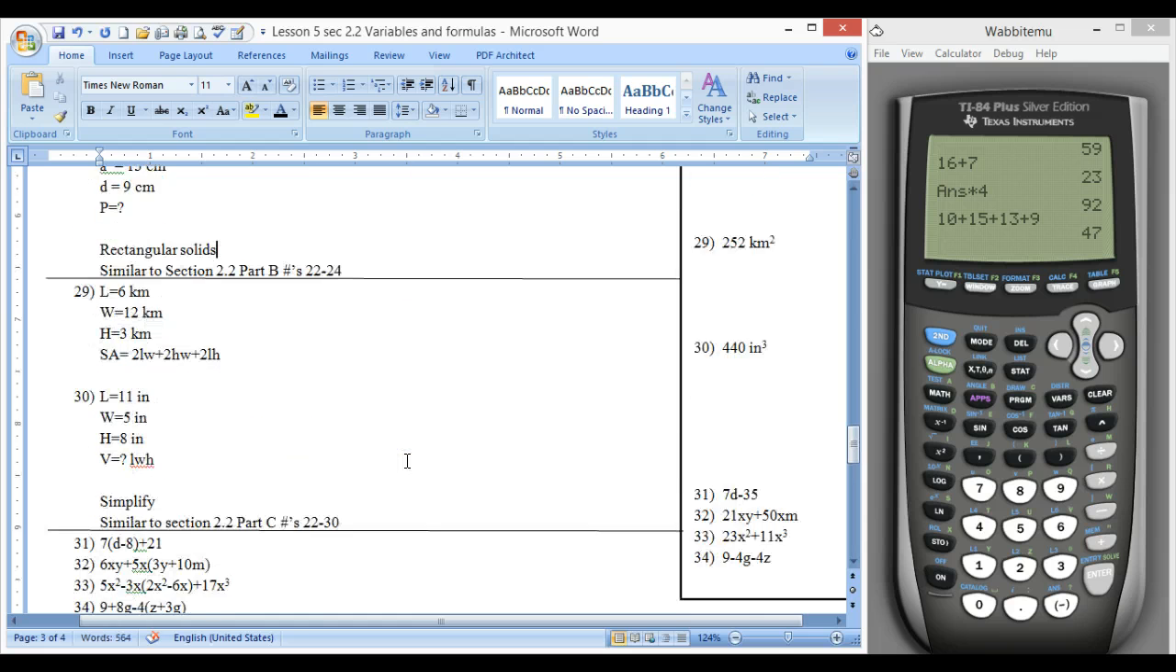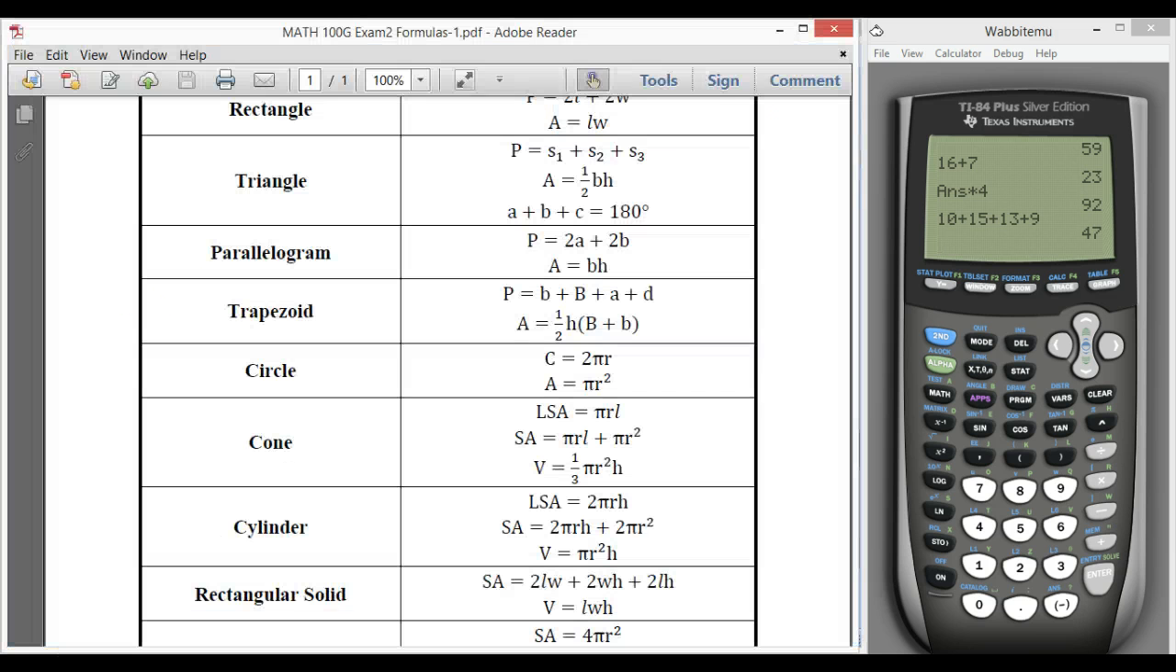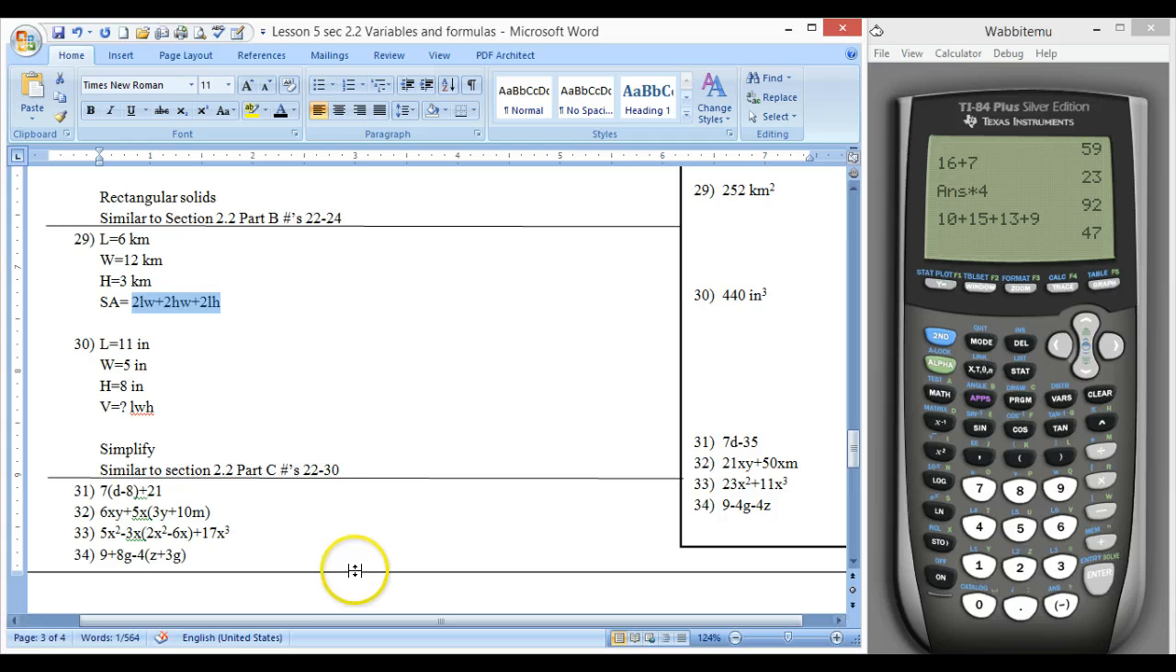Okay, the next section is rectangular solids. This is similar to section 2.2, part B, numbers 22 to 24. I was given the length, the width, and the height, and we want to find surface area. I've already given us the formula found on the formula sheet or in your book. And I'm going to do my work over here. So I'm just going to copy and paste that in and start substituting.